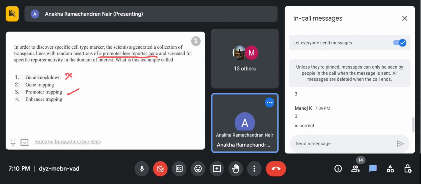Okay, so what they're trying to figure out is to discover a specific cell type marker, and screen for specific reporter activity in the domain of interest. So the answer is in fact promoter trapping, because first of all they're using a promoterless reporter gene. That itself should technically clue you in, but there is another form which uses a promoterless technique. So let's see what that is.